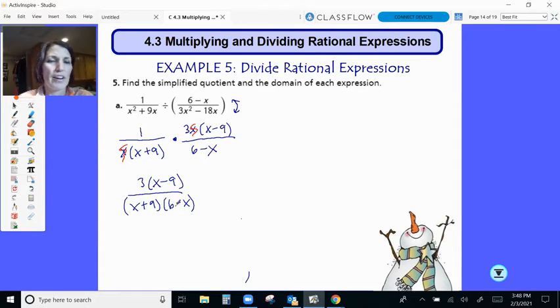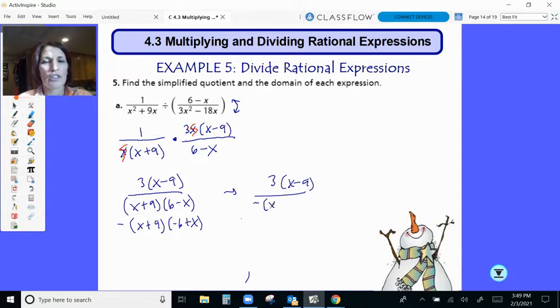Now I could factor a negative out there, to make that a negative, I'll just do this right here. I'd make that a negative 6 plus x. And so then we could write this as 3 times x minus 9 over negative x plus 9 times x minus 6, like that. But that's not going to do us any good, really. I mean, that's just fine.